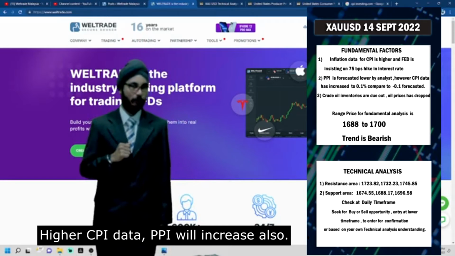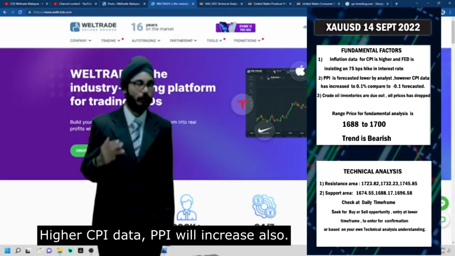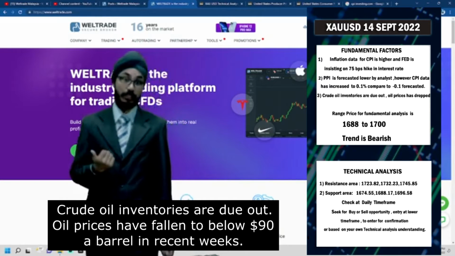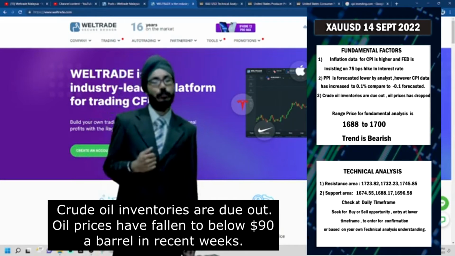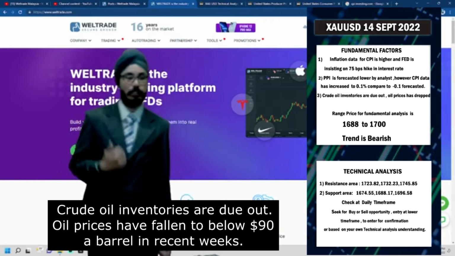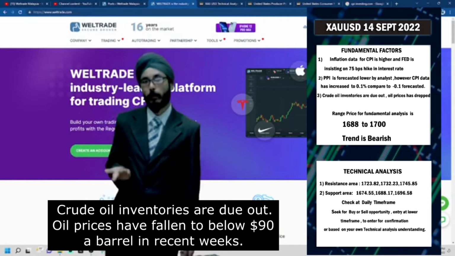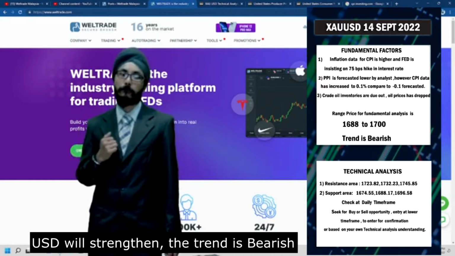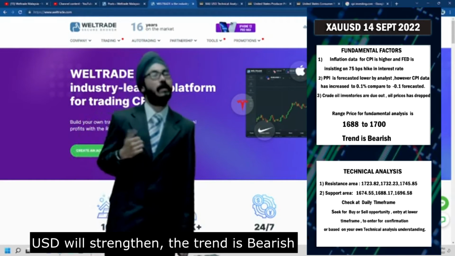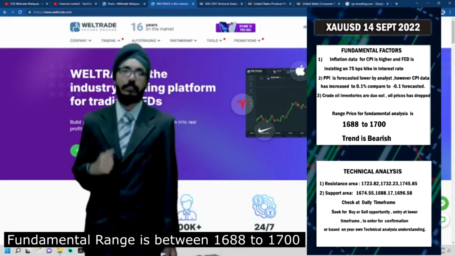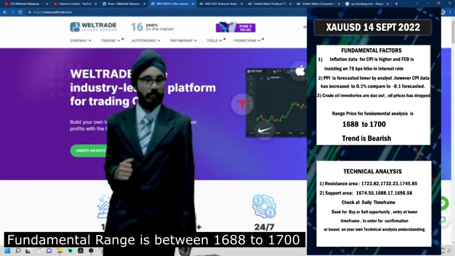Thirdly, as we know, the oil inventories in the US have actually reduced, and thus oil prices have reduced as well. This will also lead to strengthening of the US dollar. The trend is bearish. The fundamental range that we are looking at is 1688 to 1700.